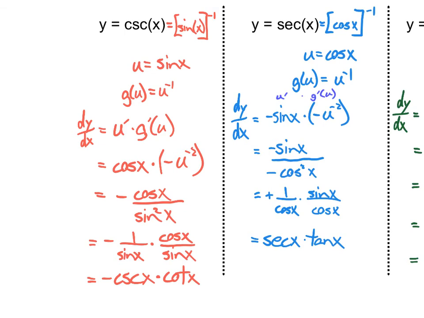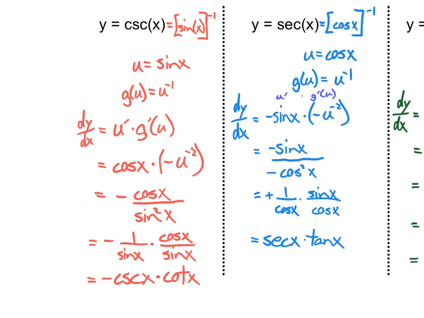Alright, so we have negative sine times a negative 1 over cosine squared. Negative over negative is positive, and I'm going to clean this up a little bit using some identities, just like I did on the first one. I split this into a 1 over cosine times a sine over cosine, and you'll notice 1 over cosine is secant, sine over cosine is tangent. So the derivative of secant is secant times tangent.